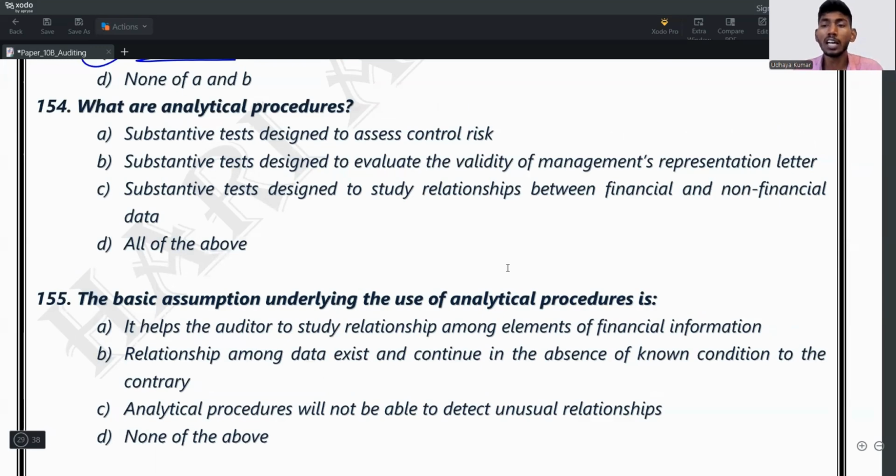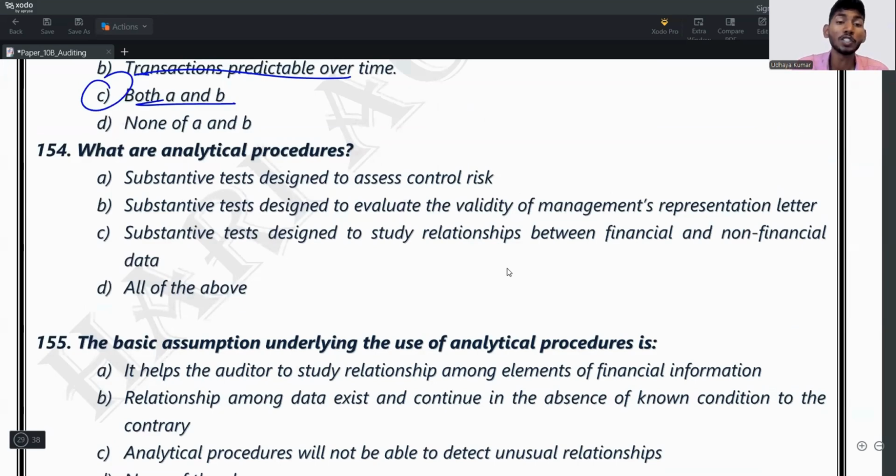Okay, so which involves comparing current financial information with prior periods, budgets, and forecasts to identify any unexpected variances that may require further investigation, right? So here the given options are: substantive test designed to assess control risk, substantive test designed to evaluate the validity of management representation letter, substantive test designed to study relationship between financial and non-financial data is the right answer.